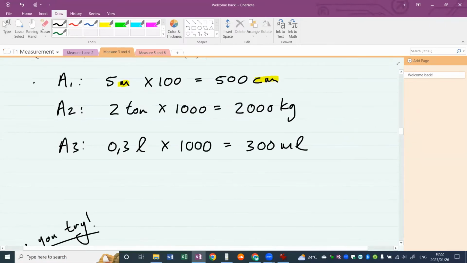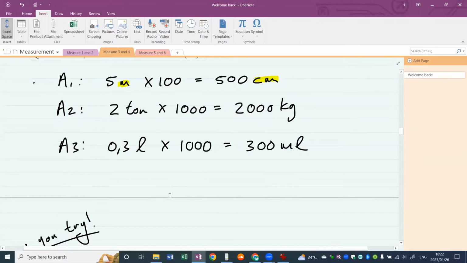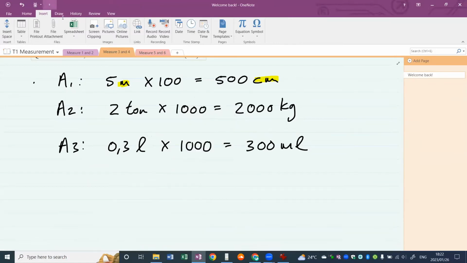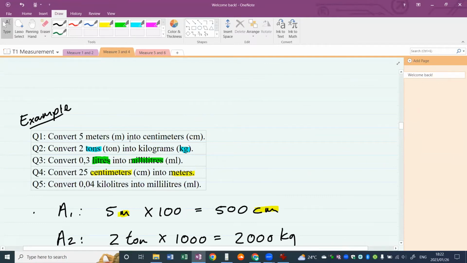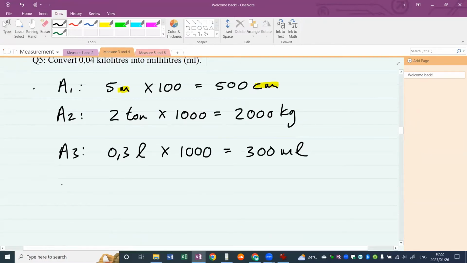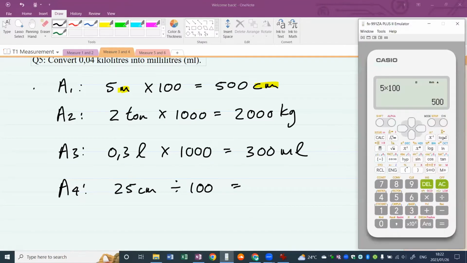Let's insert some space here. Need some more paper. So how many do I have? I've got 25 centimeters and I need meters. So, the answer for question 4: 25 centimeters, and I need to divide by 100. Let's even use a calculator for this. So 25 divided by 100, and I get a fraction. Let's use the SD button to change it to a decimal.